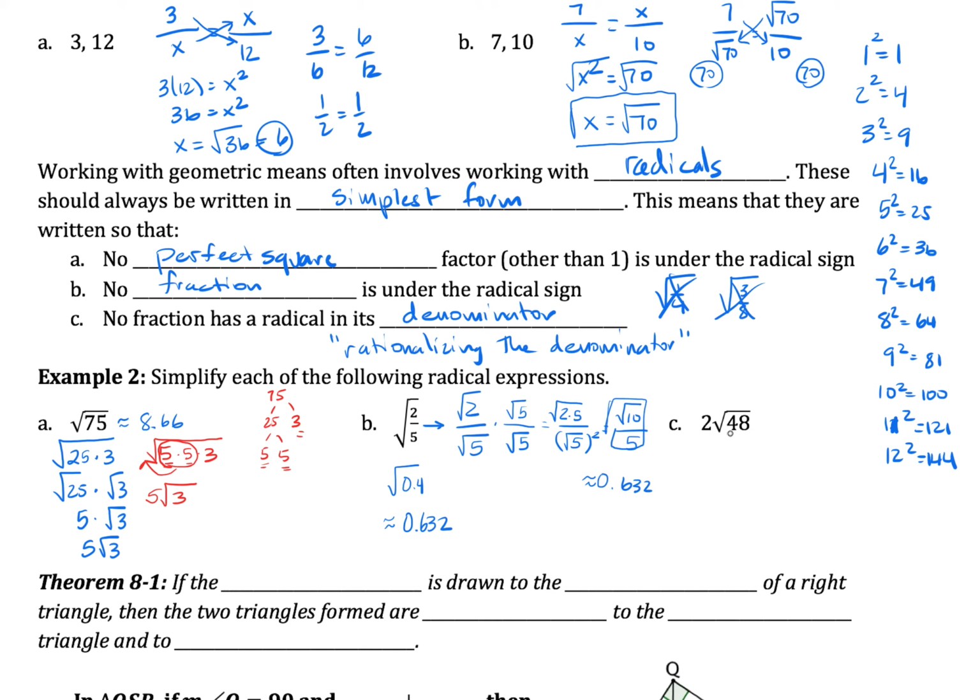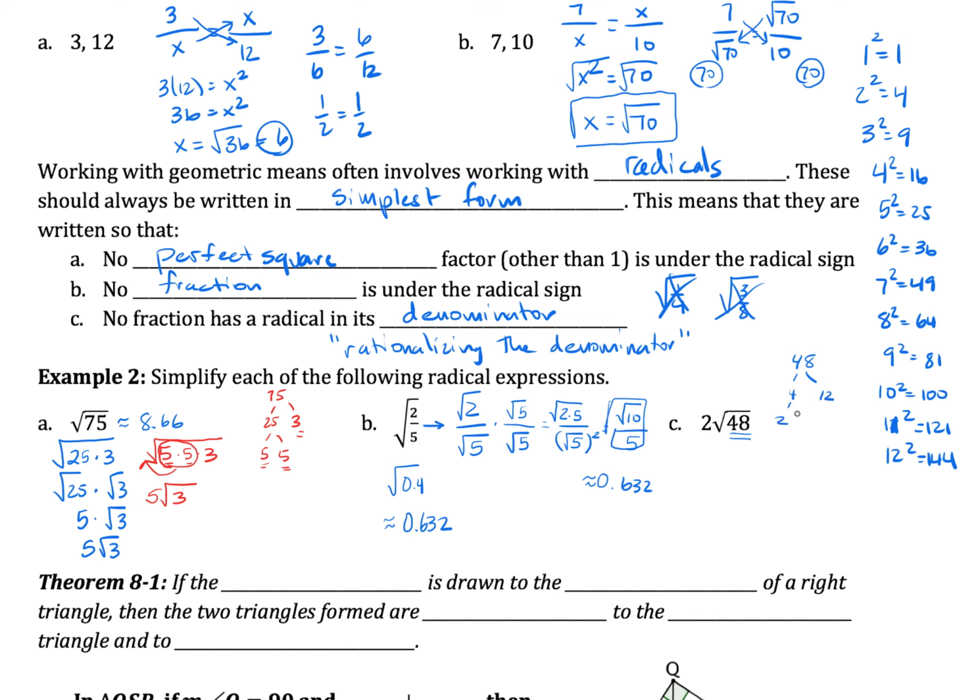Now lastly, we have this expression, which is 2 times the square root of 48. And so I want to check and see, can I simplify, specifically, the square root of 48 part here? Again, I could look for a perfect square factor that I can divide this by, or I can take that 48 and start thinking, what is the prime factorization of 48? Now when I think of 48, I think of 4 times 12.